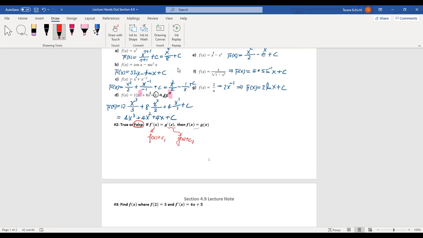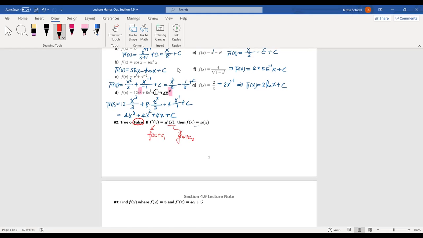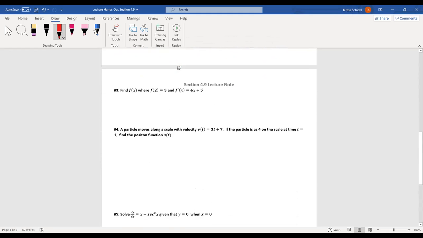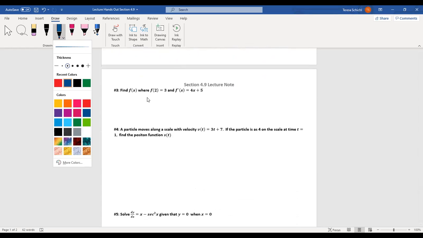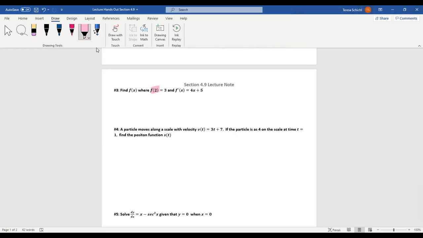That doesn't mean f of x will be equal to g of x, because they are off by a constant here. Okay, so now let's take a look at problem number 3. It says, find f of x. Then they give you the values. They say f of 2 equals 3, and f prime is equal to 4x plus 5, right? So f prime is 4x plus 5.